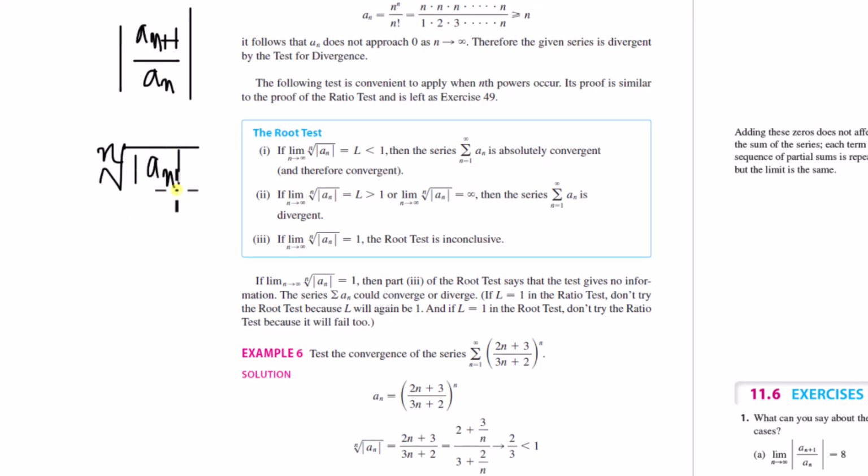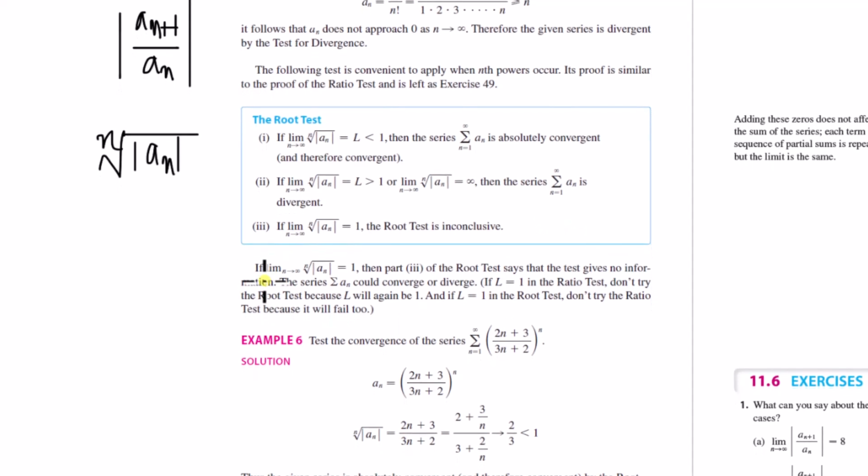You take the absolute value of the sequence that's in the series, and then you put all of that within an nth root. And then it's the same requirements as the ratio test. If the limit as n goes to infinity, this isn't a series anymore, right? We're taking the limit of a sequence now. As n goes to infinity of this sequence, the nth root of the absolute value of a sub n, if that is convergent and is less than 1, then the series is absolutely convergent. If that is convergent but greater than 1 or diverges to infinity, then the series is divergent, and it's inconclusive if that limit is equal to 1.